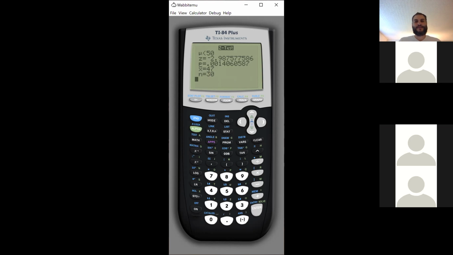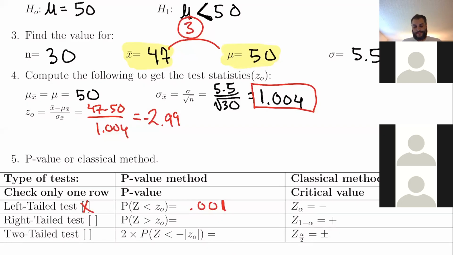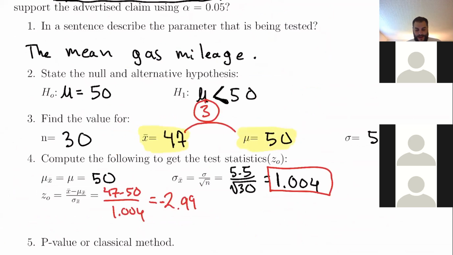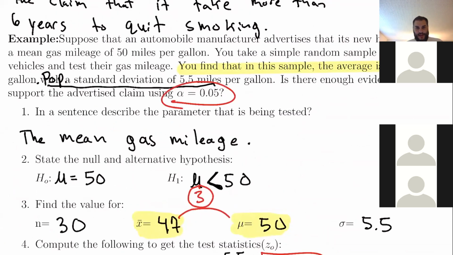All right, let's go ahead and switch over. This is what I entered when we were on the TI-84. I checked off that this is a left tail test, and I also said that the p-value is equal to 0.001. Now alpha: in this case, we said it was 5%, so 0.05.